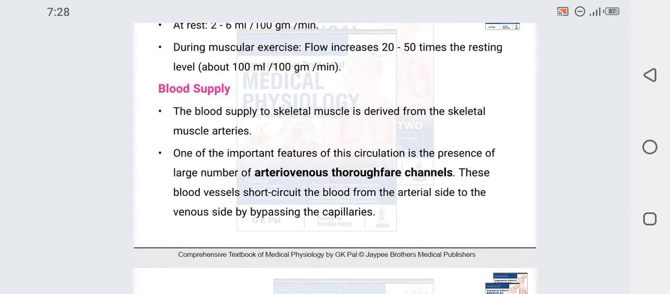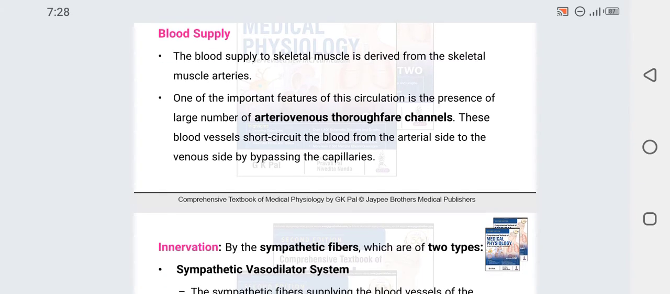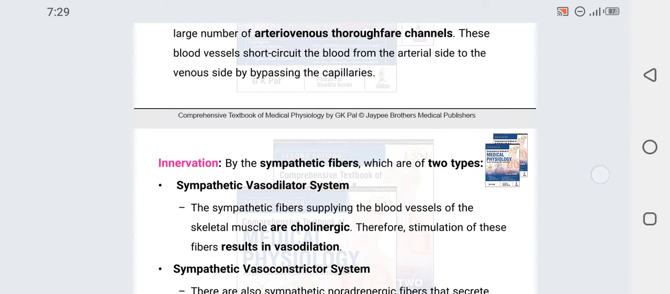Blood supply. The blood supply to the skeletal muscle is derived from the skeletal muscle arteries. One of the important features of this circulation is the presence of a large number of arteriovenous channels, and these blood vessels short circuit the blood from the arterial side to the venous side by bypassing the capillaries.